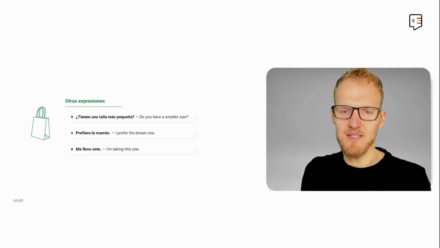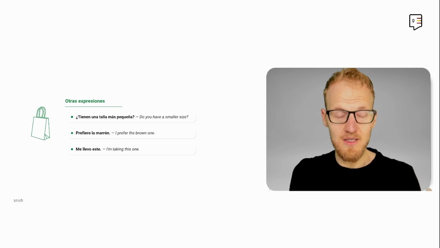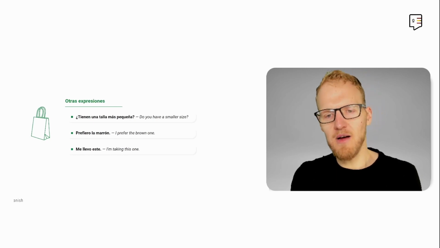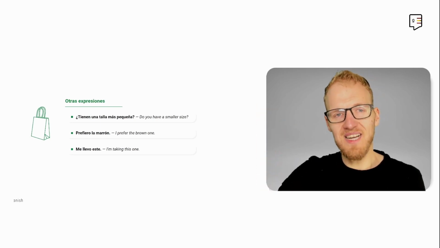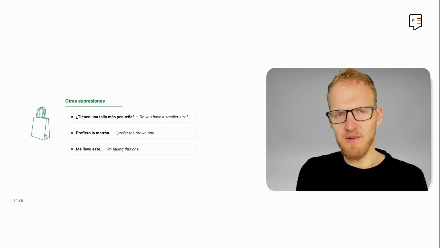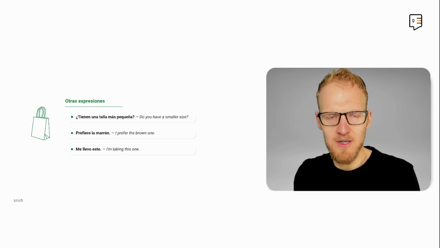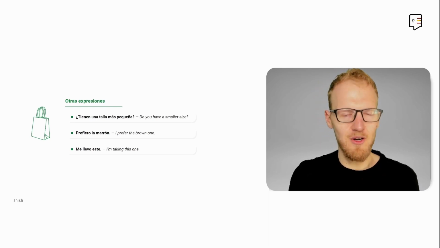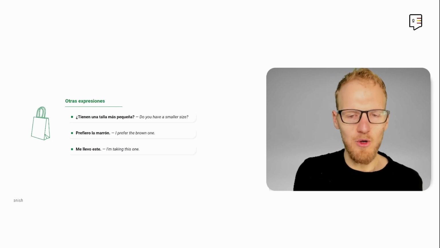And other expressions useful for shopping and that you have heard in these dialogues are ¿tienen una talla más pequeña? So when shopping around, asking for a smaller size, tienen una talla más pequeña o más grande, bigger size. And to express your preferences, we have heard that in the first audio, I prefer the brown one, prefiero la marrón. In future lessons, we will see more about the verb preferir and the structure la marrón, la roja, etc. But for now, just prefiero esta, prefiero la otra.